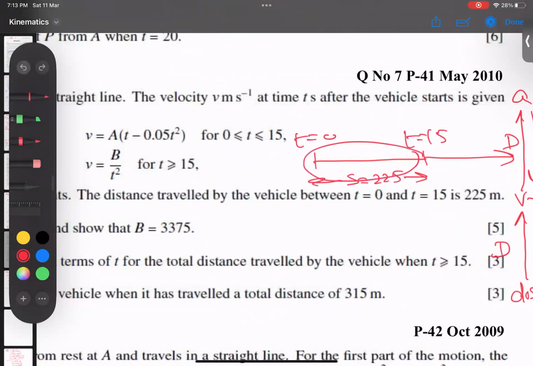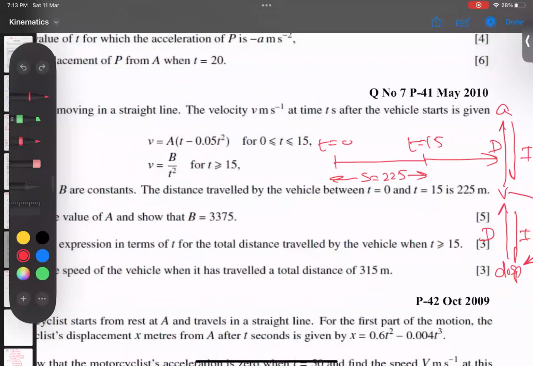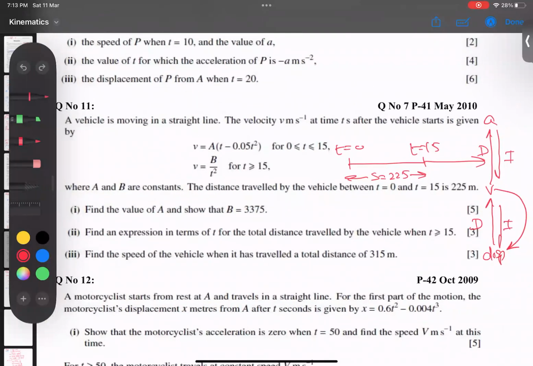And then we have to find an expression which deals not only with after 15, but which starts from the beginning. How do I know? One thing is very clear. He said expression for t for total distance travelled when time is big. It means I will not use the first one. No, because if I read it carefully, it is saying that after 15 he's looking for. So it means I am bound to use the second equation. So let's start.